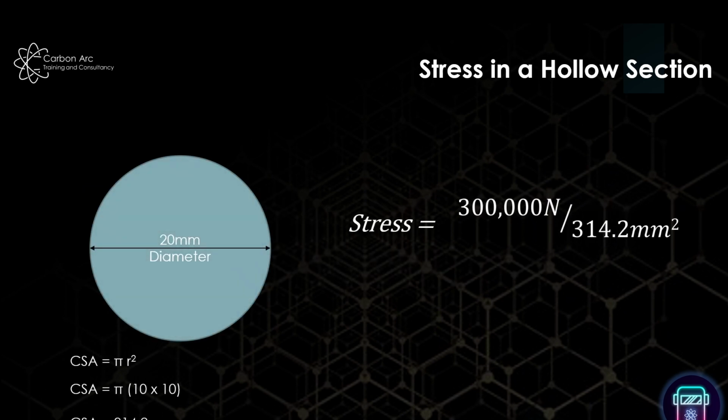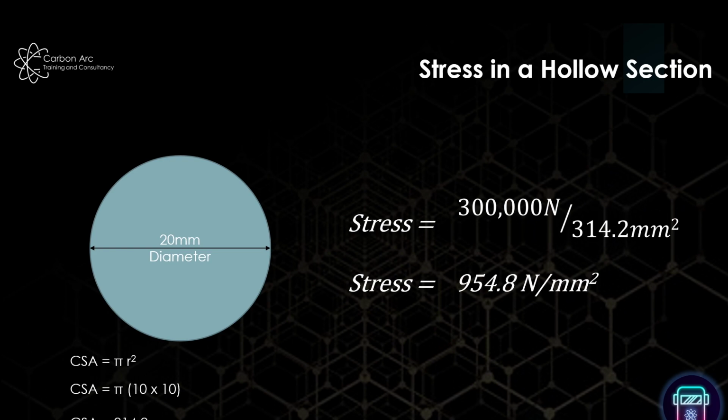So for a round bar, what we can do is say that our cross-sectional area is pi r squared. If I have a diameter of 20 millimeters, my equation will be pi times 10 by 10, so that's 314.2. I can put that into my cross-sectional area requirement there. And if I say this is over the same value of 300,000 newtons, we put that in, we get a UTS of 954.8 newtons per millimeter squared.